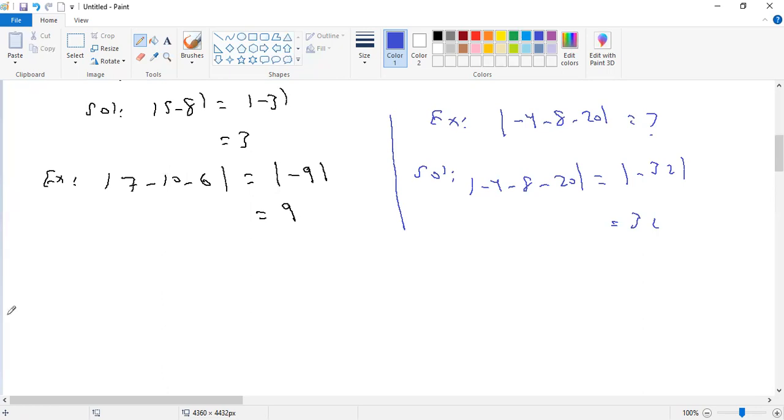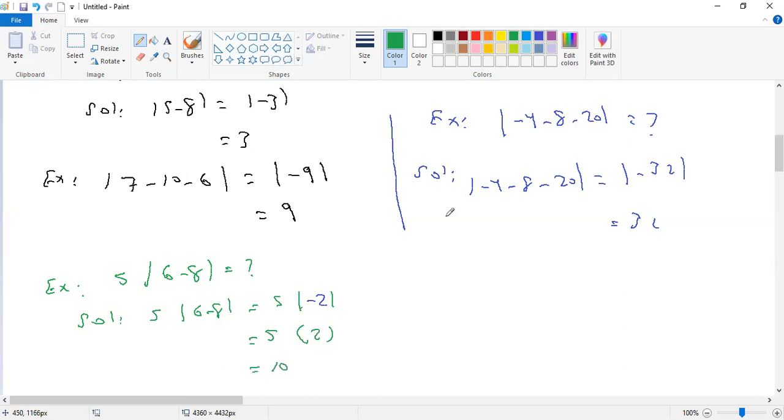Another example. If we are asked to find 5 times the absolute value of 6 minus 8, the solution is: see, students, the 5 stays outside. First the absolute value of 6 minus 8, which is -2. Now 5 multiplied by the absolute value of -2, which is 2, positive. Negative 2 becomes positive 2. So it equals 10.